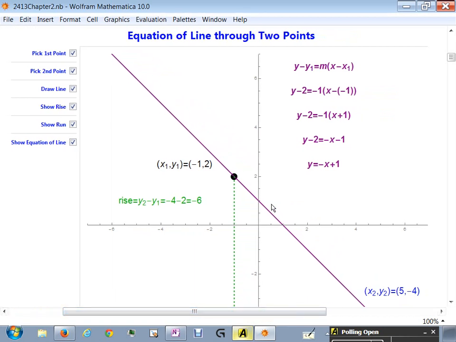So, back in college algebra, someone gives you 2 points. You can find not only the slope of the line through the points, but the equation of the line through the points. 2 different things, right? Slope's one thing, equation's a different thing.